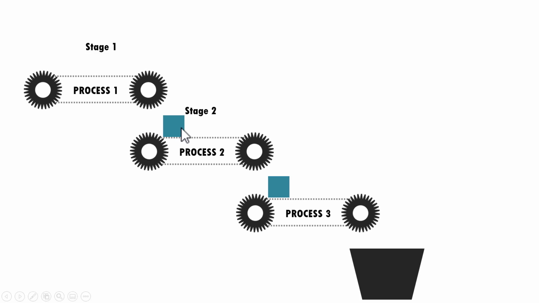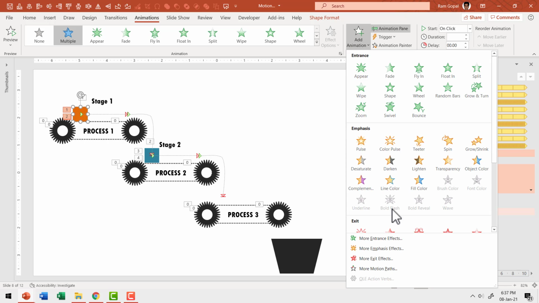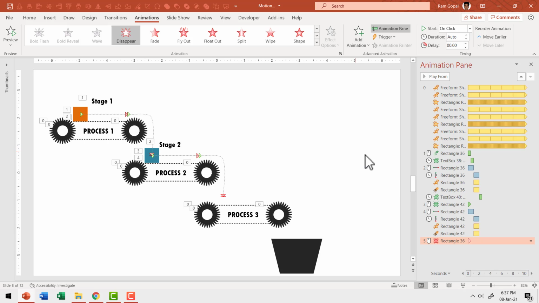So this needs to go, which means I need to end this animation with this thing disappearing. So I select this object, say add animation and say exit disappear, and this disappearing is going to happen right after all the animations happen in the first stage. So I'm going to move everything down and I'm going to place it over here and say after previous.